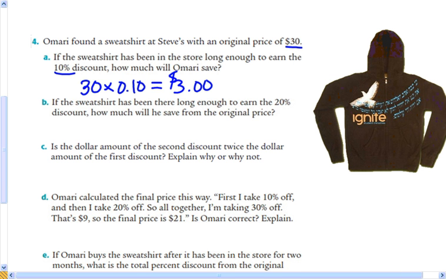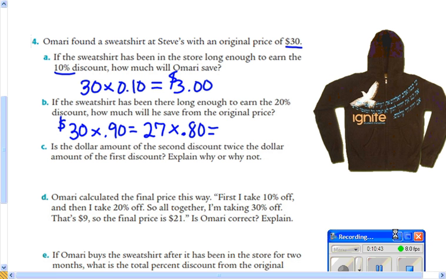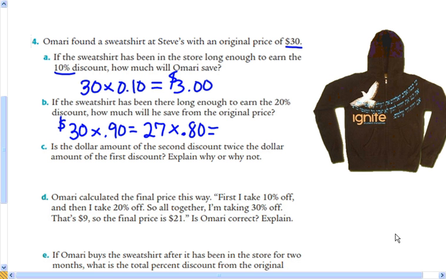Okay? If the sweatshirt has been there long enough to earn the 20% discount, how much would he save from the original price? Well, remember now we have to take that discount off of the discounted price. So if we start with our $30 and take off 10%, that means we're going to pay 90% of the price. So now I'm down to $27. Then I take another 20% off of that. So if I take 20% off, that means I'm paying 80% of that price. And that equals $21.60.